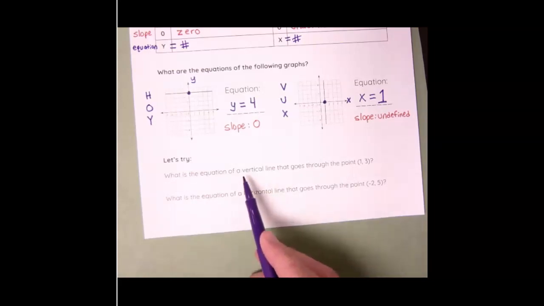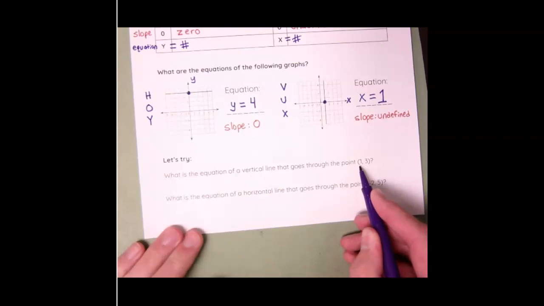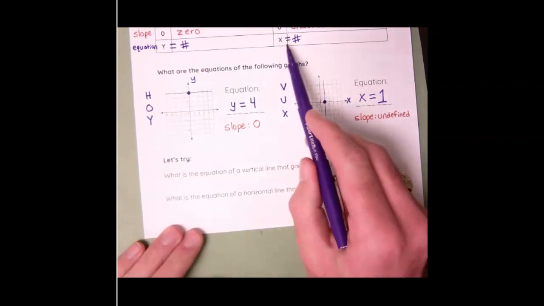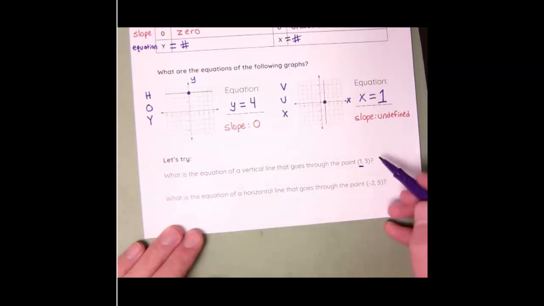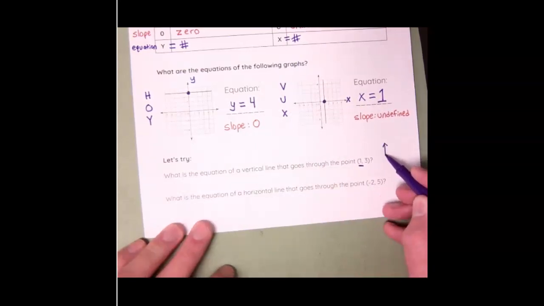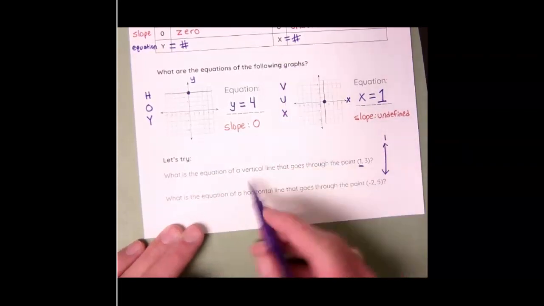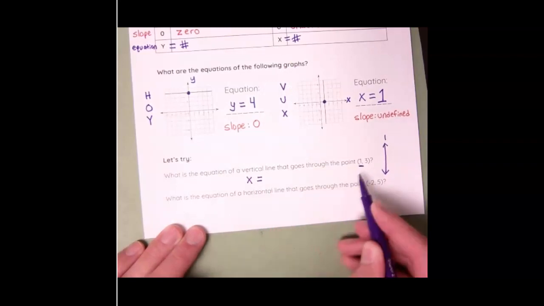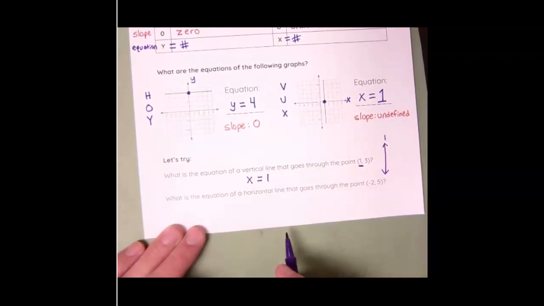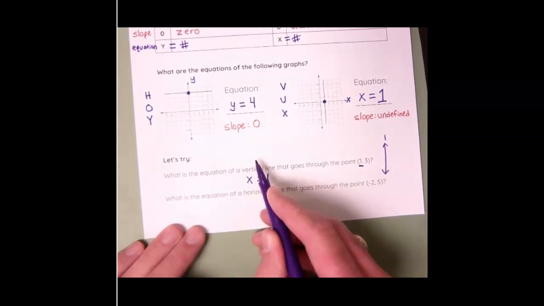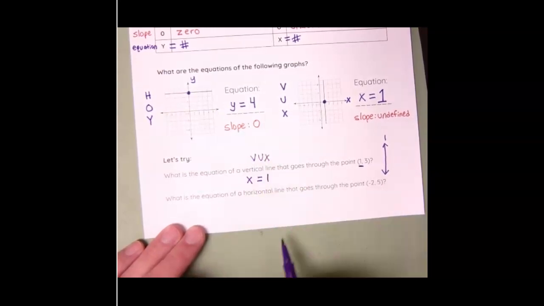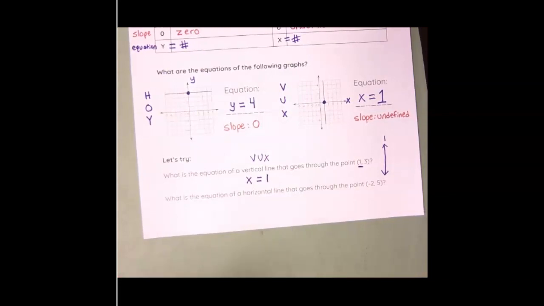Okay, with a vertical line in these problems, I'm going to look at what my x value is, because x equals a certain number. All the way down my vertical line, all my x values are going to be 1. So my equation would start with x, and it would equal 1, my x value. That's all there is to it. So with a vertical line, I use Bucks. I find my x value and I say x equals that x value. That's all there is to it.